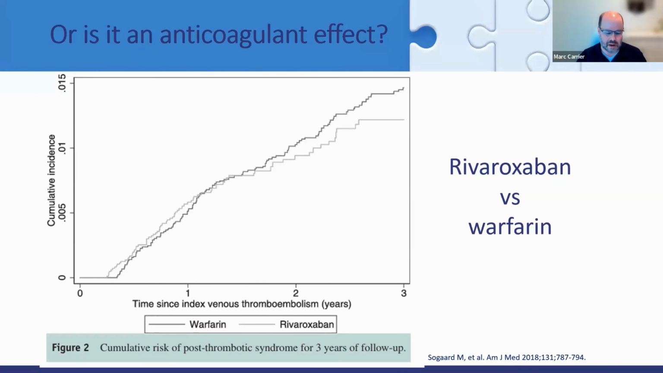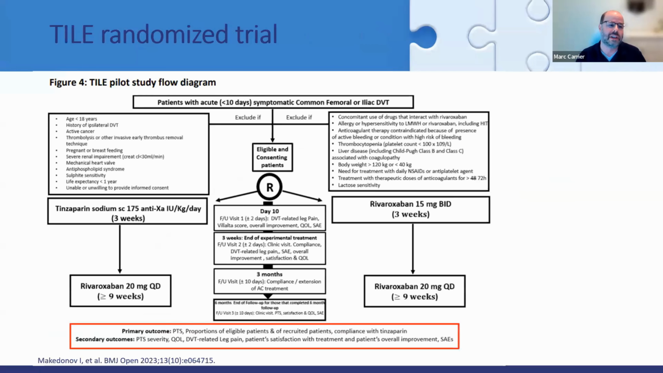We tried to do a trial that could help us finally have the answer to this. This was the TILE randomized controlled trial, and I'm not sure if some of you have participated in it, but it was exactly that. Patients with acute symptomatic femoral iliac vein deep vein thrombosis were to be randomized to rivaroxaban 15 milligrams twice daily for 21 days, or tinzaparin at therapeutic dosing for 21 days. Then everybody would go on rivaroxaban and be followed for 90 days to see if we could see any difference in PTS. Unfortunately, that was a really hard study to do. They had to stop recruitment.